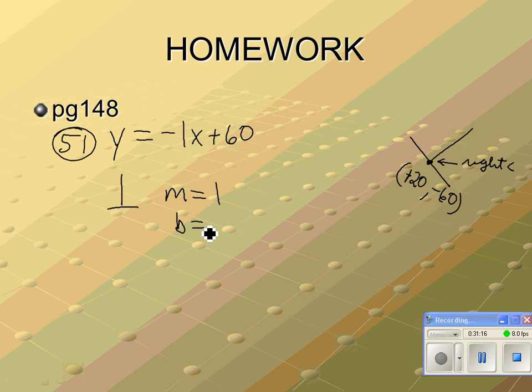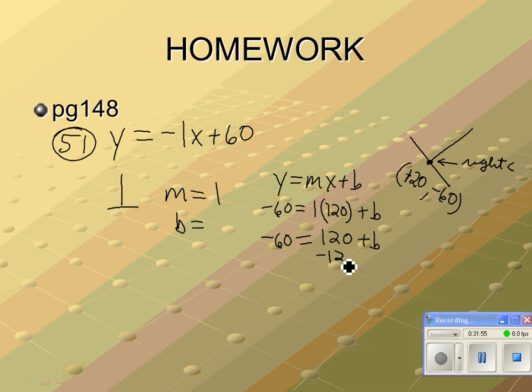Let's see. Well, I might be lazy this time. Oh no, they said slope-intercept form again. So we could use this: y equals mx plus b. In place of y, we could stick in that number, -60. In place of m, we're going to stick in 1 this time. In place of x, 120. That's going to allow us to find b. It's 120 plus b. How do I get b by itself then? Subtract 120. What's that leave us with?